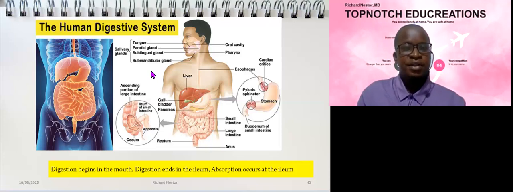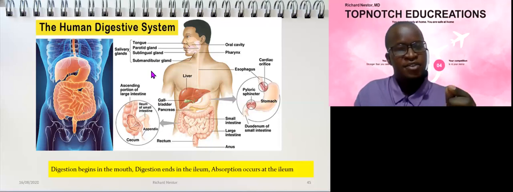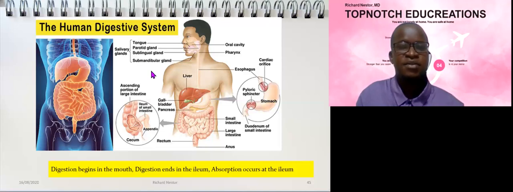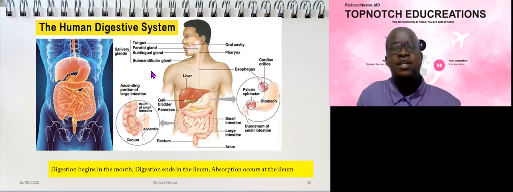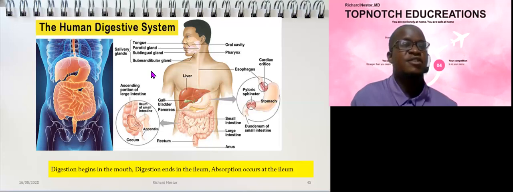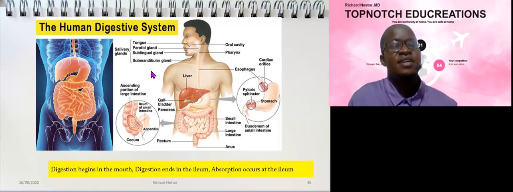Now, we have said, if I can trace the path of the digestive system, it starts from the mouth, it goes to the stomach via the esophagus or the gullet. Then from the stomach, we move into the duodenum. Then from the duodenum, we go to the ileum. From the ileum, we go to the colon. Now, take note of the following. Digestion starts in the mouth and digestion ends in the ileum.